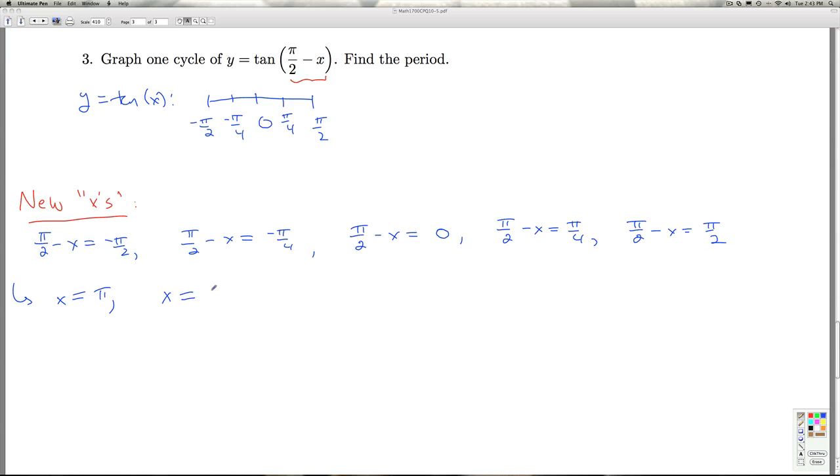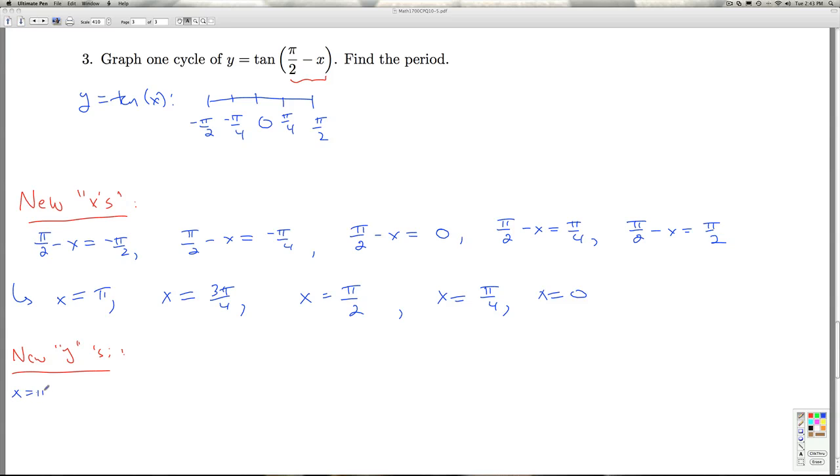When I solve it here, I get x equals 3 pi over 4. Here I get x equal pi over 2. Here I get x equal pi over 4. And here I get x equals 0. So notice the new quarter marks are decreasing. That corresponds to running the function backwards. That's because of the reflection. Now, of course, it's time to get the new y's. We get the new y's same as before. We plug in the new x's.